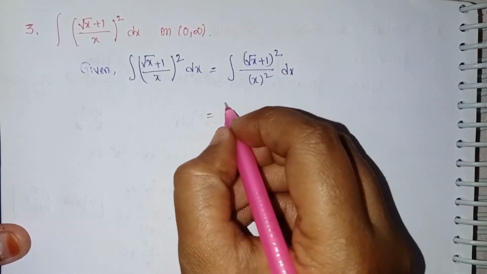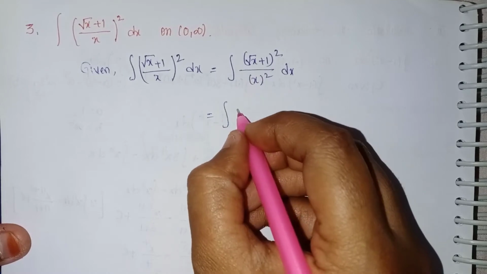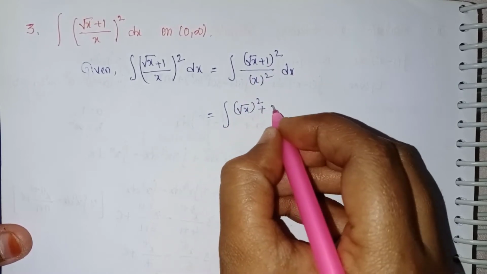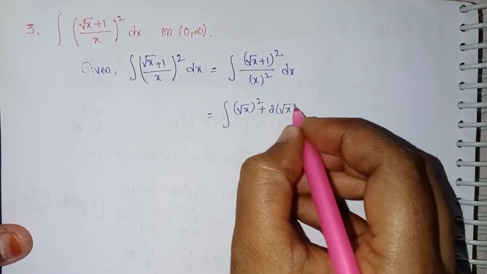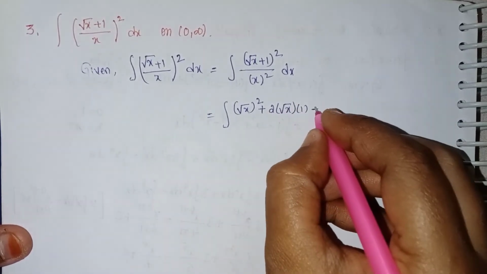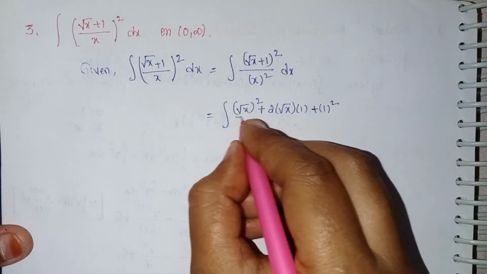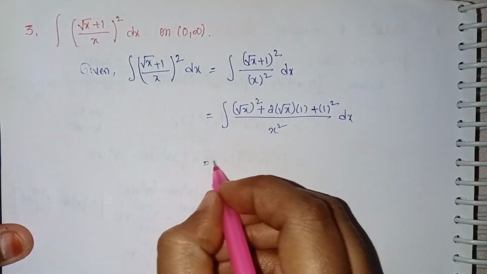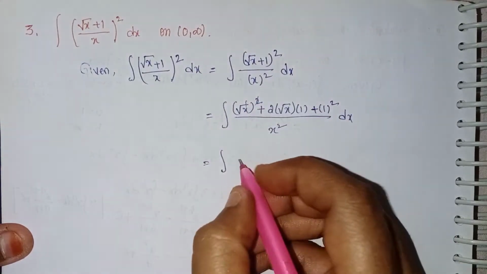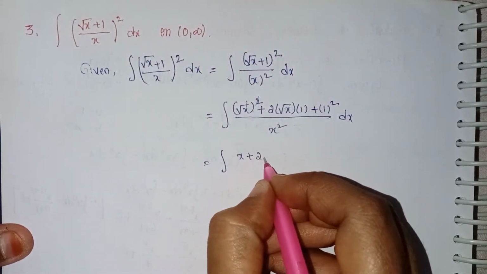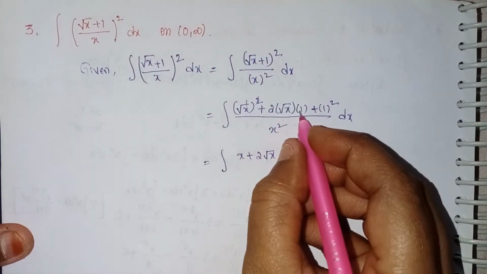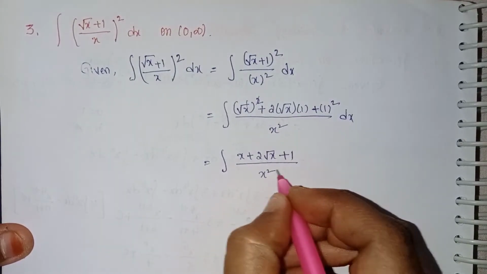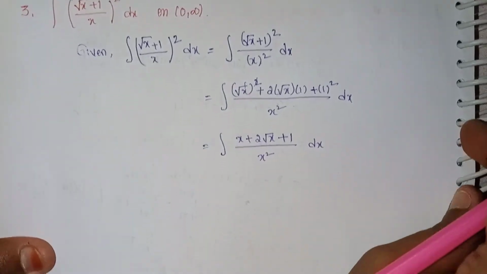Correct? Now expand this one, (a plus b) whole square: a square plus 2ab plus b square, upon x square into dx. The square root gets cancelled: x plus 2 into root x plus 1 square, which means 1, upon x square dx.